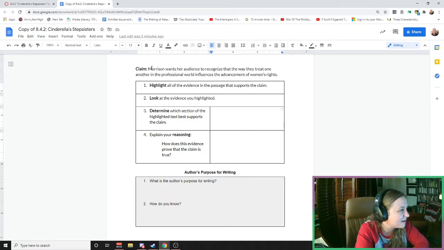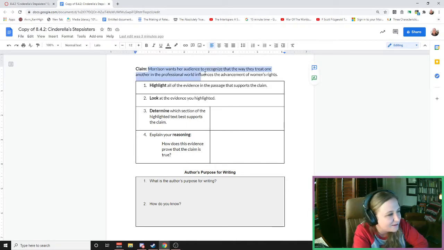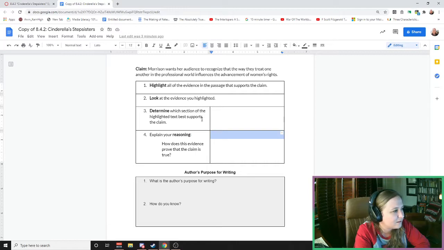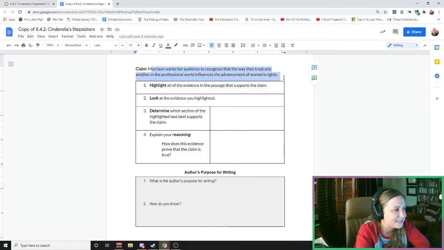And the claim is up here. I'm not making you guys write the claim. I'm giving you the claim right here. Morrison wants her audience to recognize that the way they treat one another in a professional world influences the advancement of women's rights. Okay? And so find a quote that supports that claim and explain it to me. How does this quote support that Morrison wants her audience to recognize that the way they treat one another in the professional world influences the advancement of women's rights? And you'll do that reasoning down here in this box.